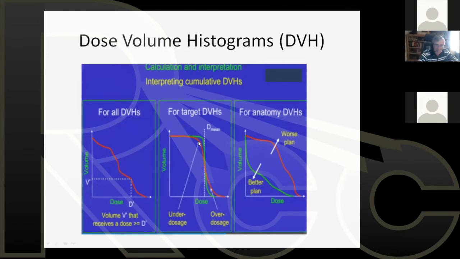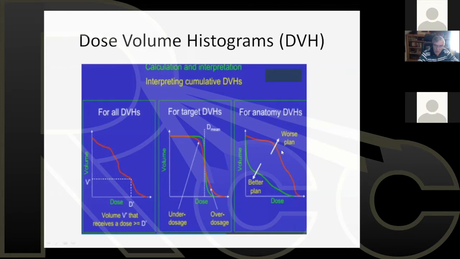Here is an example of two dose volume histograms for the target, for the tumor. The green one is much, much better than the red one. The green one has a very steep fall off, trails off to a high dose point. The red one, however, has a broader shoulder, so there's less dose delivered to the target, and a more gradual fall off with a higher dose delivered elsewhere in the target. So this shows more dose inhomogeneity. The green one shows maximum dose homogeneity.